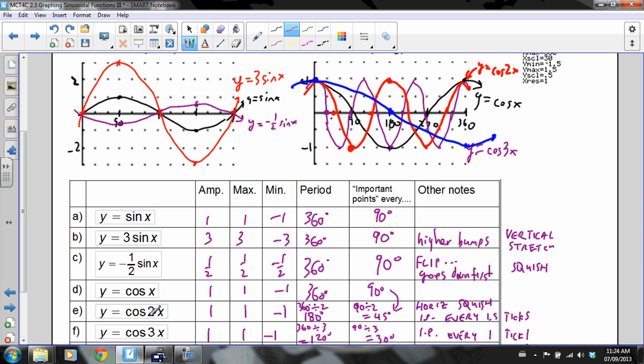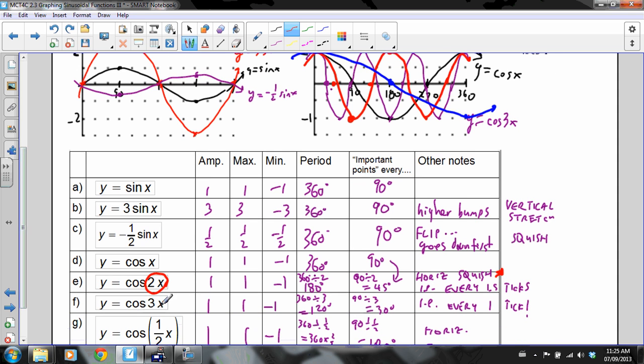And this period change, this horizontal squish, as I called it here, kind of makes sense, because we thought earlier, anytime we put something in with the x, it does the opposite of what we think. We think multiplying by 2 should somehow stretch it out, but it's opposite. It squishes it horizontally, so that kind of makes sense. And that was reinforced the next one when it was 3x.